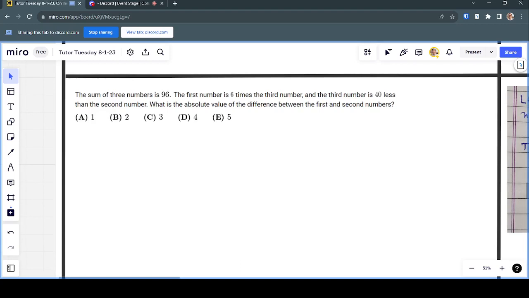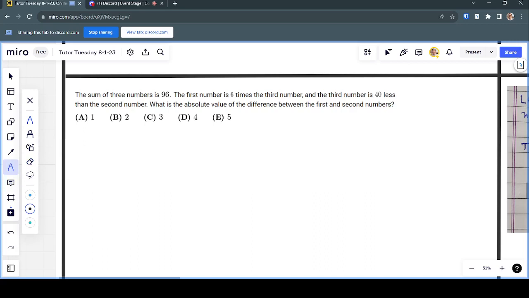I noticed some of these are from the AMC math exam, and they're a little bit more interesting, or I guess just different than some of the SAT problems. So these should be a little bit harder.